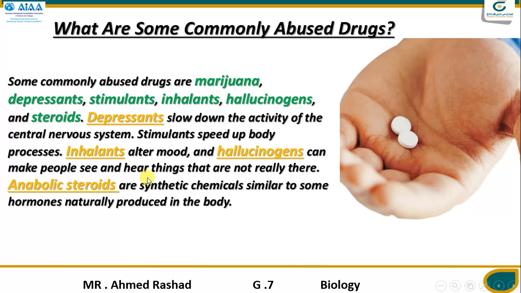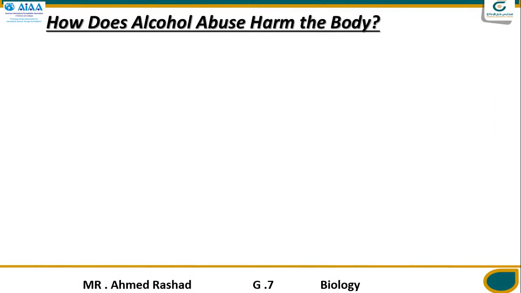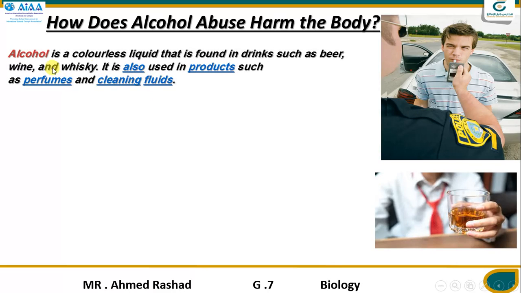This is the main part, and this is the end of this lesson. This is the last point, talking about alcohol. How does alcohol abuse harm the body? Actually, what does alcohol mean? Alcohol is a colorless liquid substance found in drinks such as beer, wine, and whiskey. It's also used in products such as perfumes and cleaning fluids.